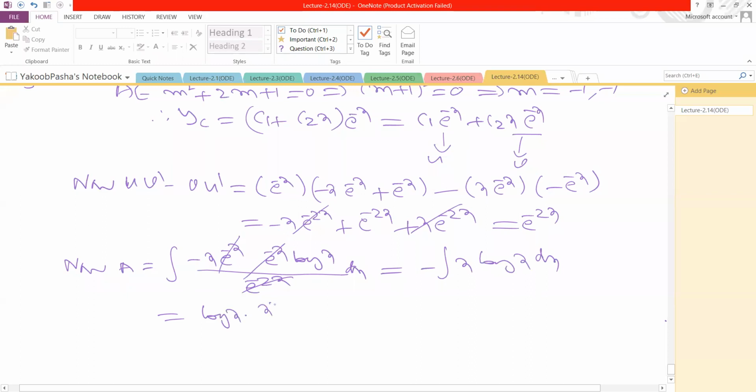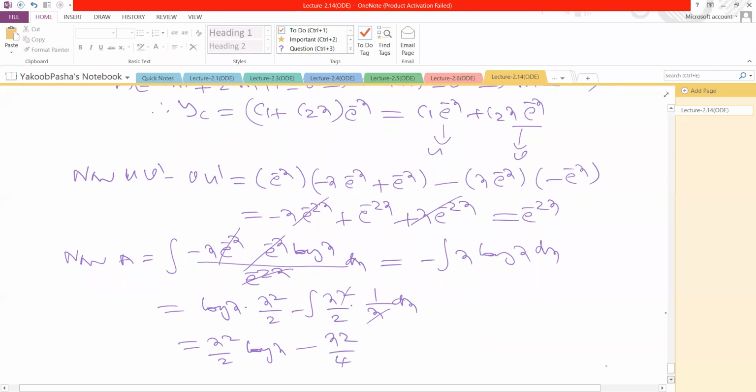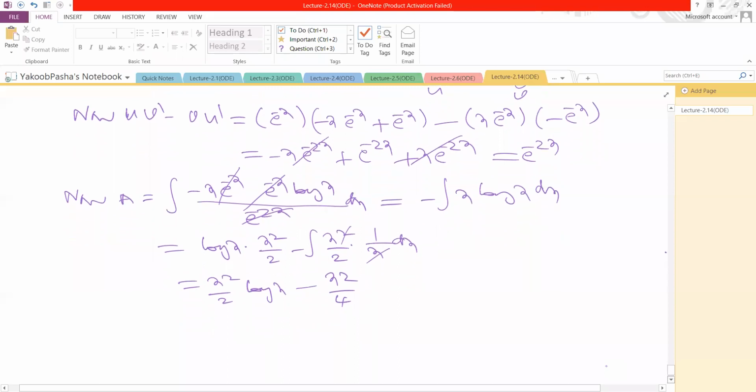Integration of v means x square by 2, minus integration of x square by 2 into the differentiation of log x, which is 1 by x dx. So this is nothing but x square by 2 log x minus, here 1 x will be cancelled, integration of x is x square by 2, already 2 is there, so x square by 4. This is the value of A.